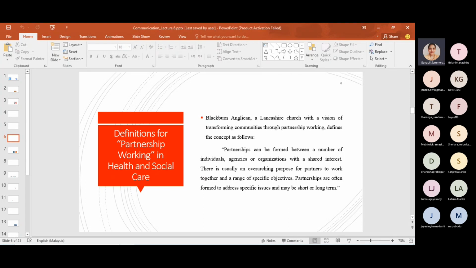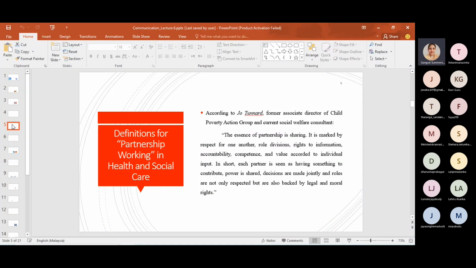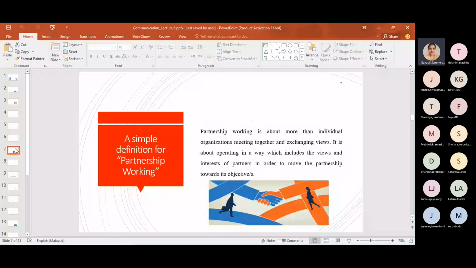All right. So this is a definition given for partnership working by a church. So we looked at two definitions: one given by a person, and this one given by a church. Now let's see how we can come up with our own definition for partnership working.